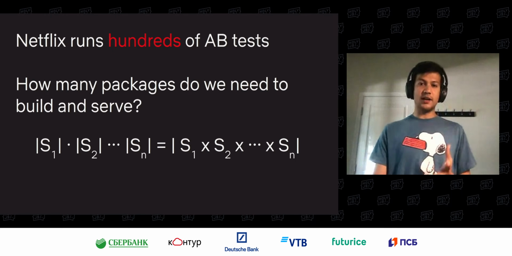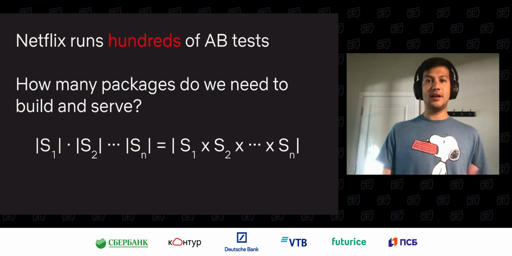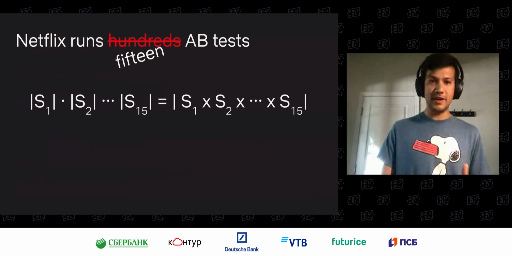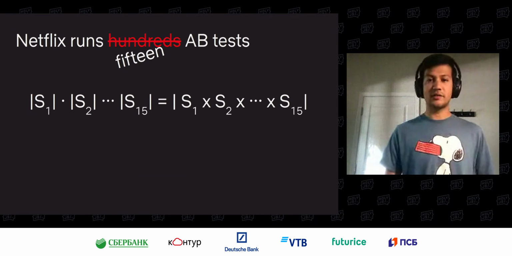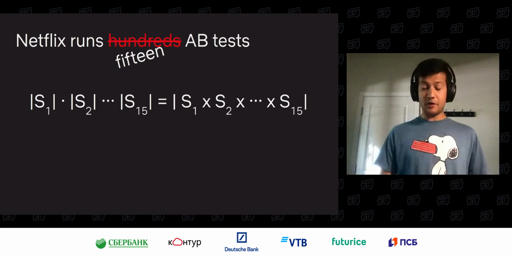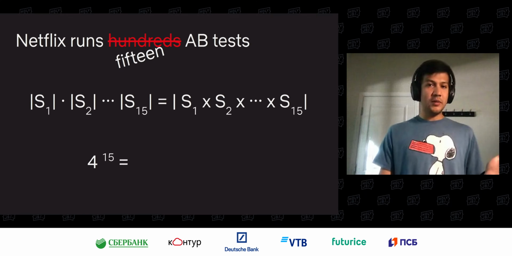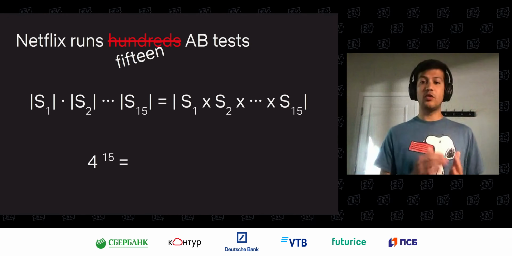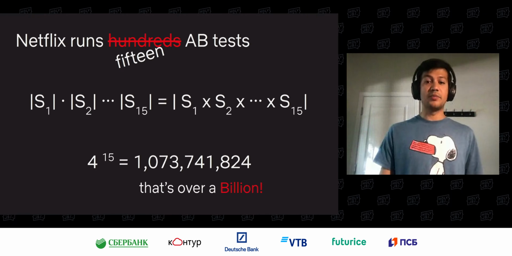Now to understand how difficult this is, let's simplify a little bit. Let's say instead of running hundreds of A/B tests, we just run 15. And for these 15 A/B tests, we have four variations. How many bundles do we need to produce? We have to produce 4 times 4 times 4, 15 times. That's 4 to the power 15. And this number itself is pretty mind-boggling. That's over a billion.